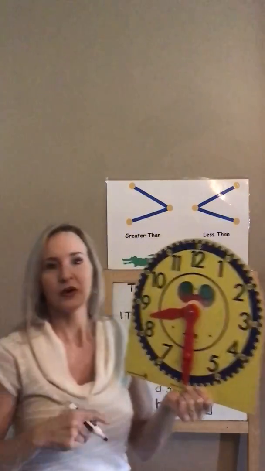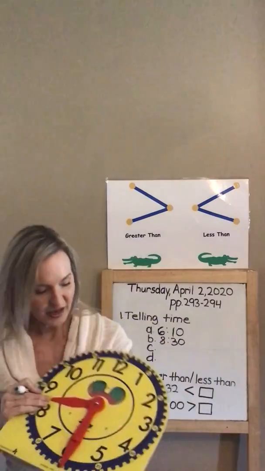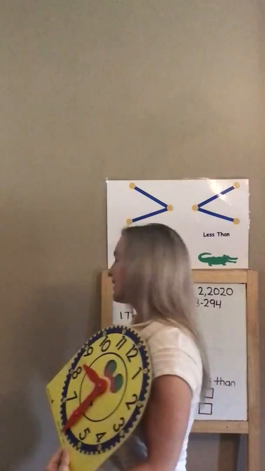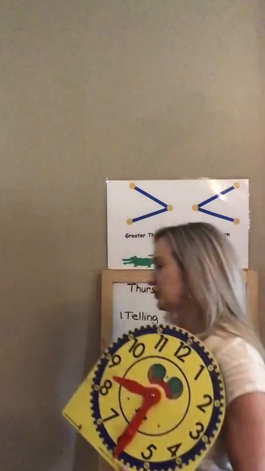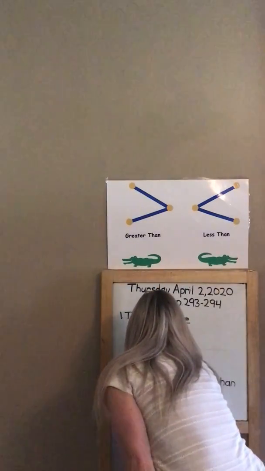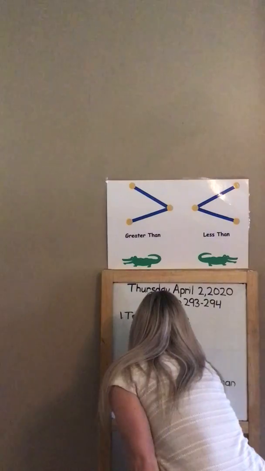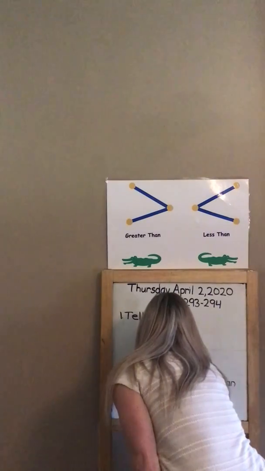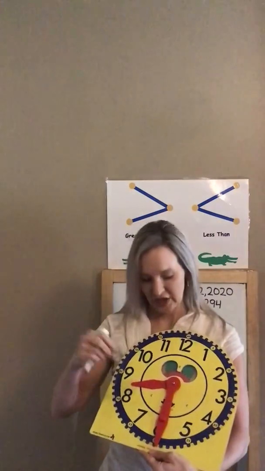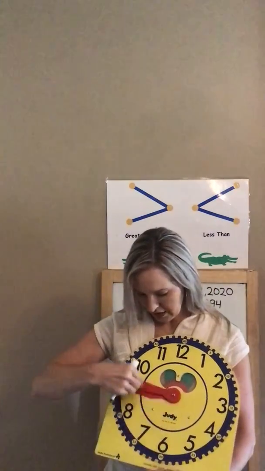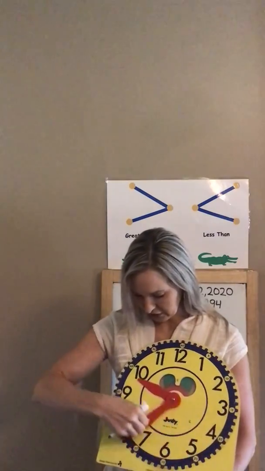Great job. Now, we're going to do something different. I'm going to write a time on my board, and I want you to set the time on your clock. Here we go. Here's your first time. I want you to set your clock for 9:45. Pause the video. Now we're going to check your work. Check your clock and see if it looks like mine.